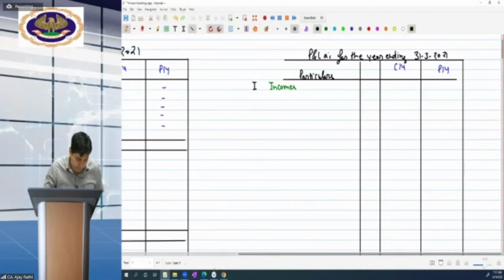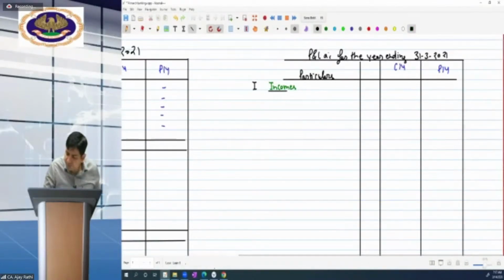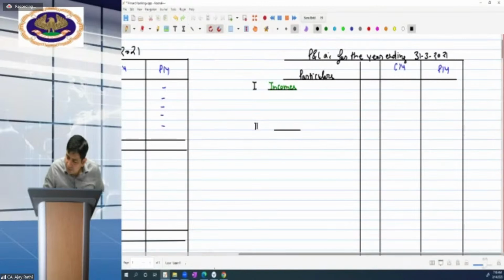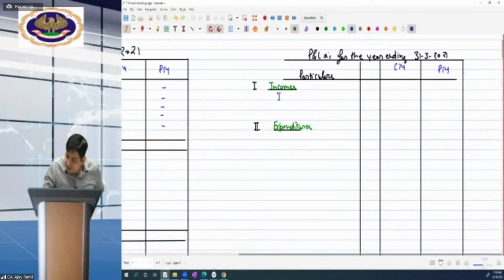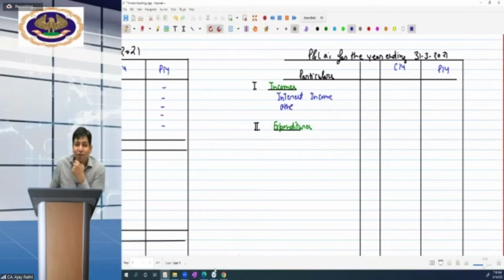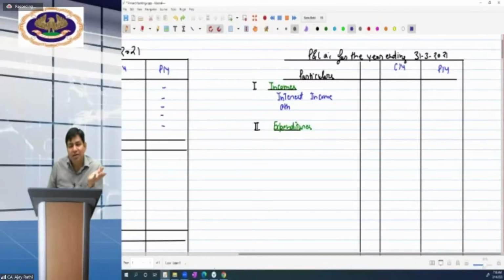Incomes, and then expenses, expenditures. Two types of incomes are there. Number one, interest income, and then other than interest. The same is the case with Schedule 3, where you have already learned revenue from operations and other income. So the main operation for a bank is interest.